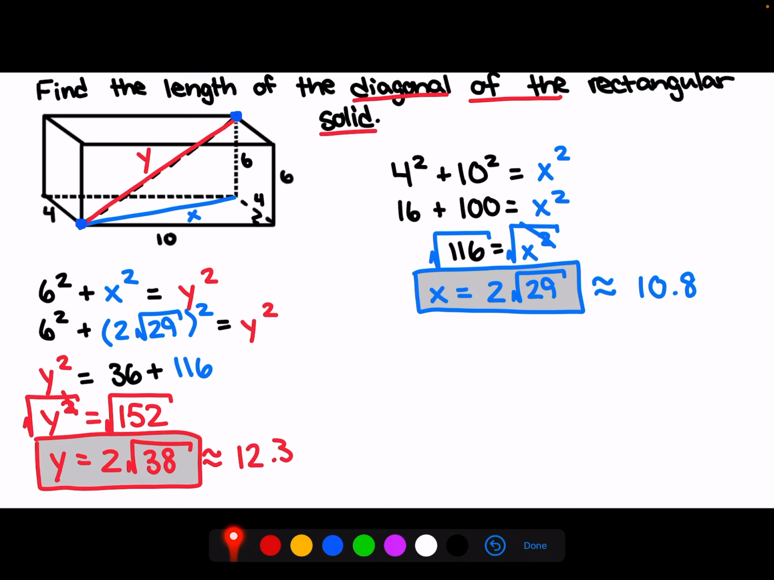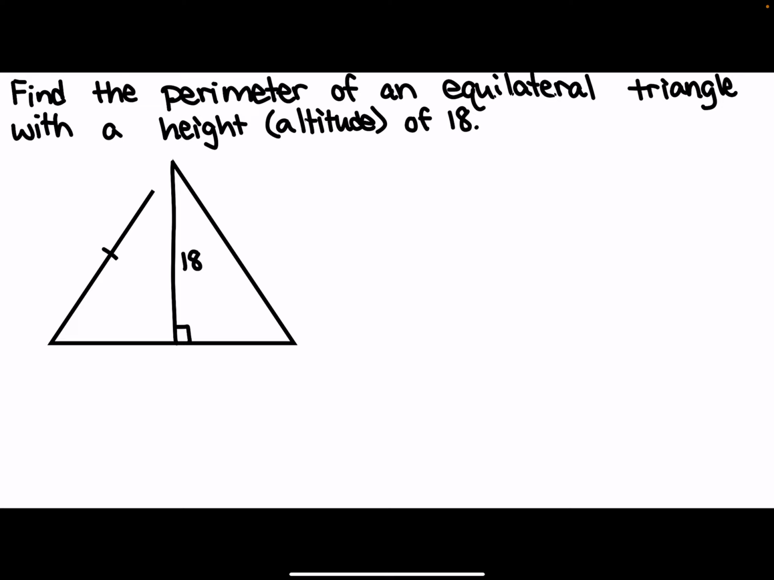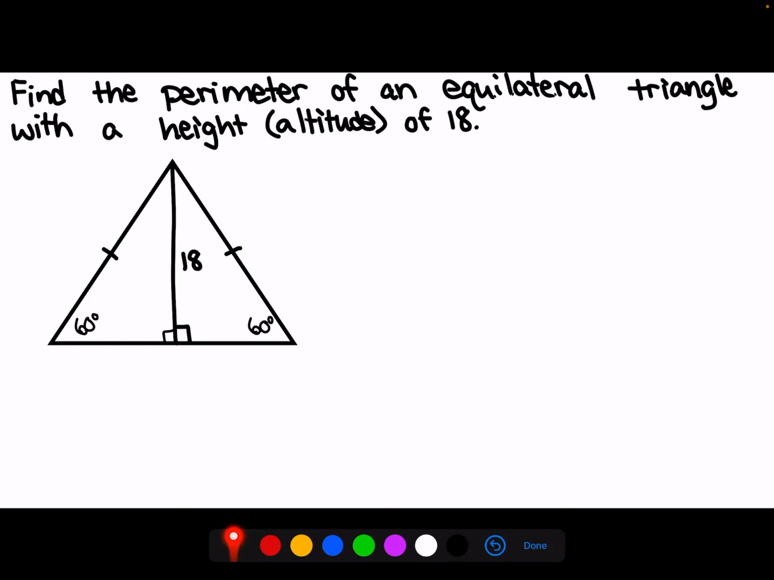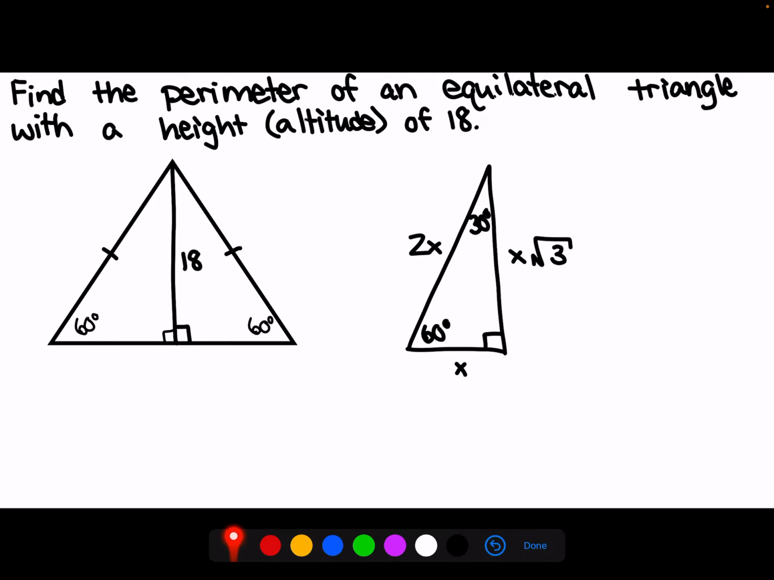All right, next up, we're going to find the perimeter of an equilateral triangle with a height, an altitude, of 18. To do this problem, the first thing we're going to do is draw out our triangle. And again, we know that it has a height of 18. Since this is equilateral, I know that each angle is 60 degrees. All angles and all sides will be congruent. So this height is splitting this top 60-degree angle in two, making this into a 30-60-90 triangle. So I can draw a corresponding 30-60-90 triangle and map up my corresponding parts.